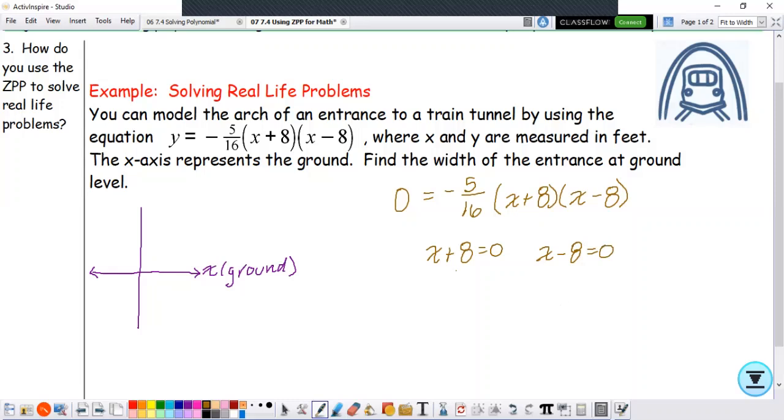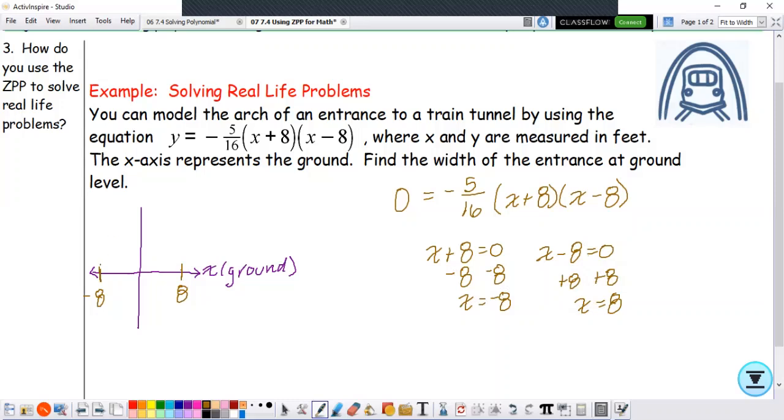If x plus 8 equals 0, we subtract the 8, and we have x equals -8. If x minus 8 equals 0, we end up adding 8, and x equals +8. So that means we have our arch openings at -8 and +8 on the x-axis.